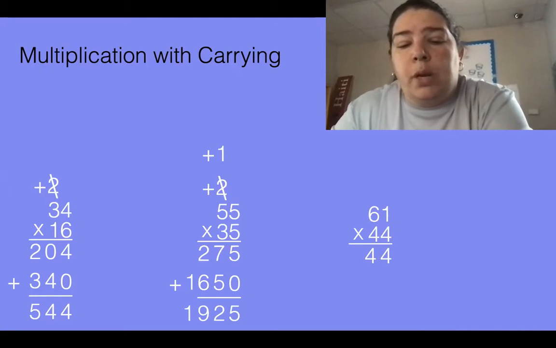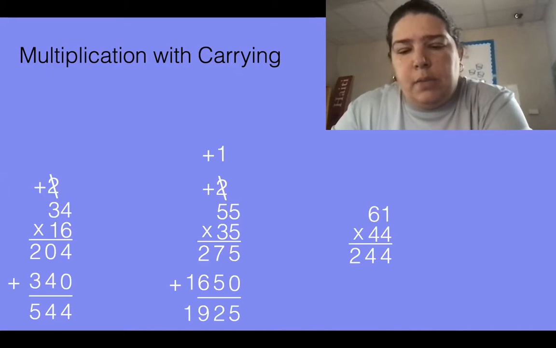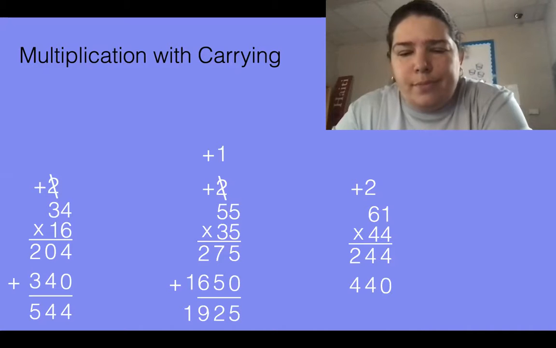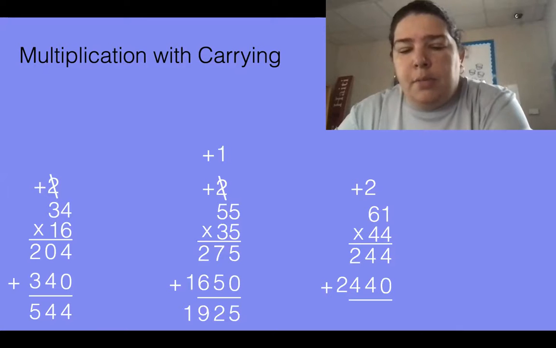Last one here. 1 times 4 is 4. 6 times 4 is 24. Now again, you need that 0 because we're now going to multiply by the tens place. Put your 0 down. 1 times 4 is 4, and 6 times 4 is 24. Oh, that shouldn't be there. We should take that out. Okay, you don't need that plus 2. I must have left that in from the last one. Now I take my two partial products, 244 plus 2,440, and you add them together.